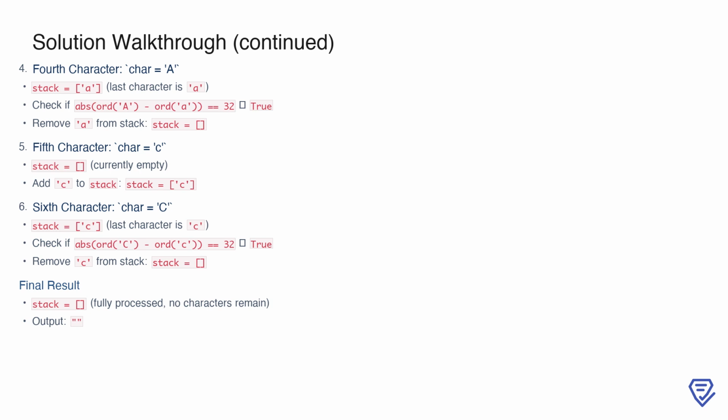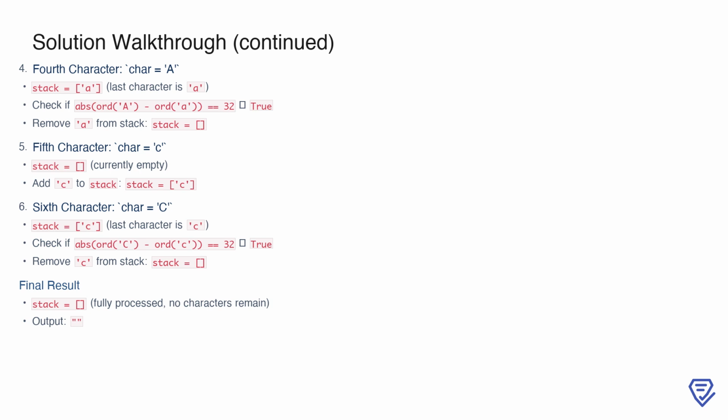The last character in the stack is a, and again we check if they are opposites. The condition abs(ord) equals 32 evaluates to true, so we remove a from the stack, leaving it empty. For the fifth character, c, since the stack is empty, we add c to it. Finally, we process the sixth character, c.